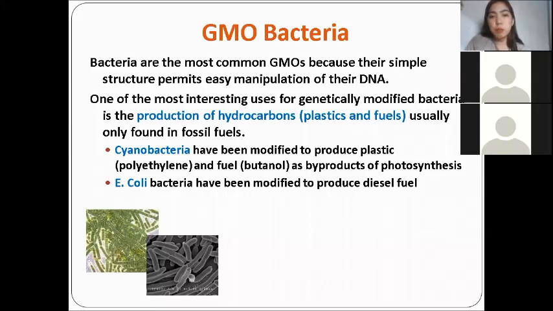Cyanobacteria have been modified to produce plastic and fuel as byproducts of photosynthesis. So nothing is impossible in technology. So with the relevant gene integrated in the right place in the cyanobacteria genome, we have treated the cells to produce butanol instead of fulfilling their normal function. So makakapag-produce dito ng butanol, which is a source of fuel.